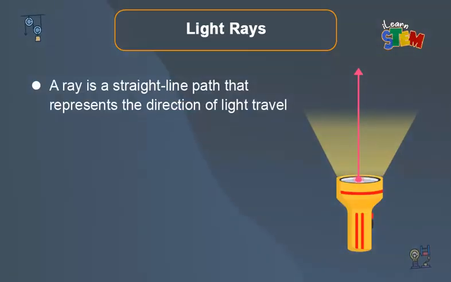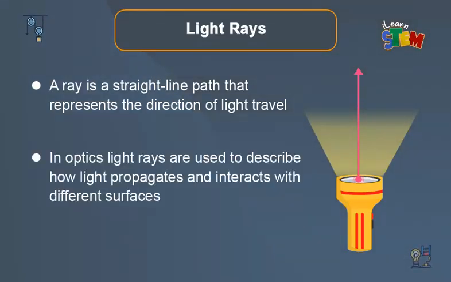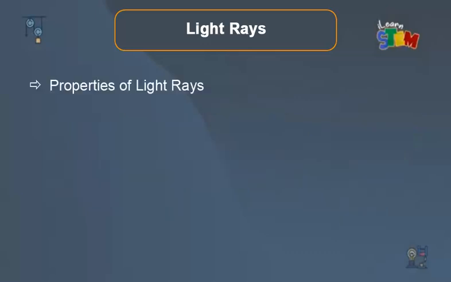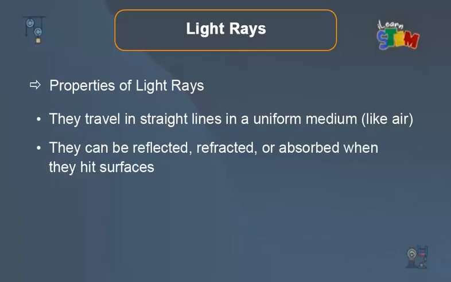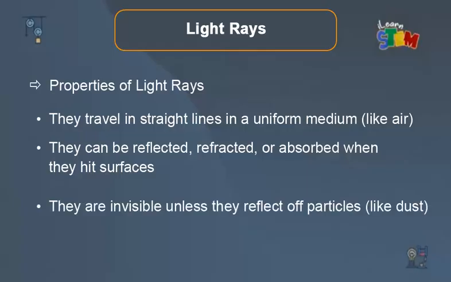A ray is a straight line path that represents the direction of light travel. In optics, light rays are used to describe how light propagates and interacts with different surfaces. Properties of light rays. They travel in straight lines in a uniform medium. They can be reflected, refracted, or absorbed when they hit surfaces. They are invisible, unless they reflect off particles, like dust.